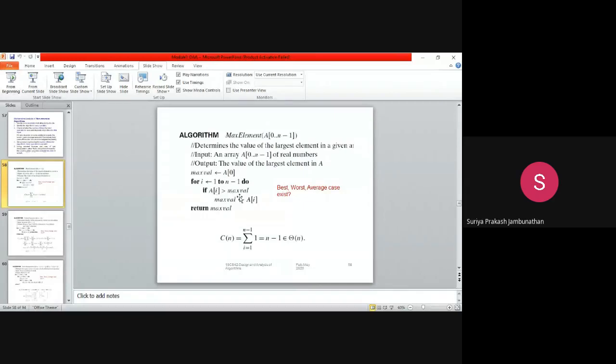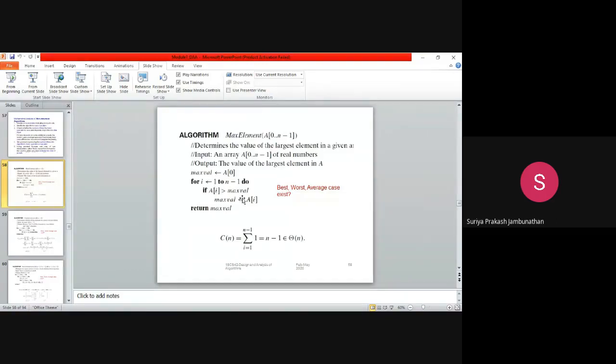Is the condition true or false, students? 10 greater than 5, true. So what happens? A of 1 will be stored in the max val. A of 1 value is 10, so 10 will be stored in max val now. Again it will go, so the i value will be incremented, and i will now be 2.